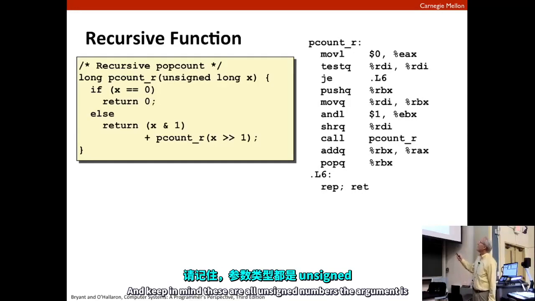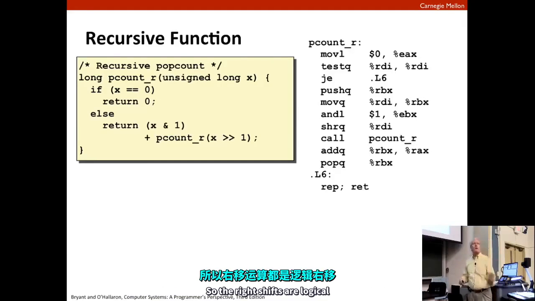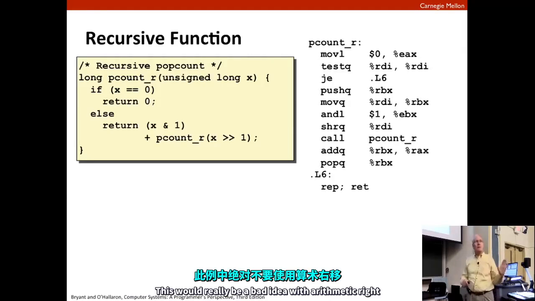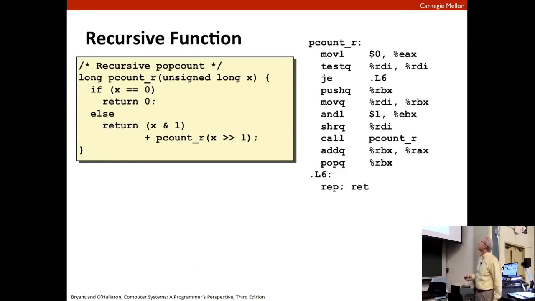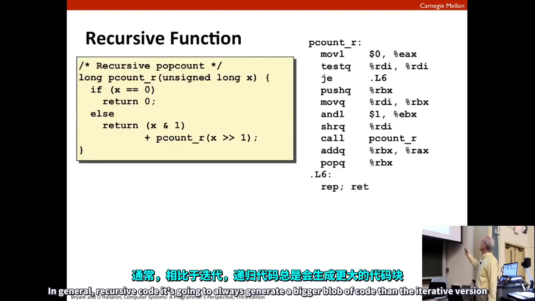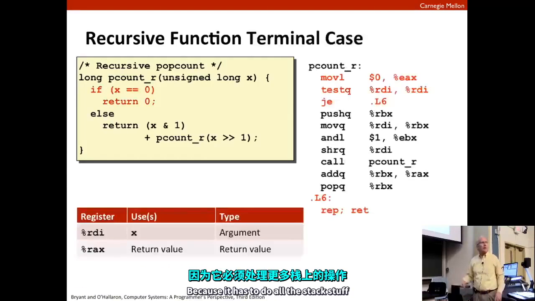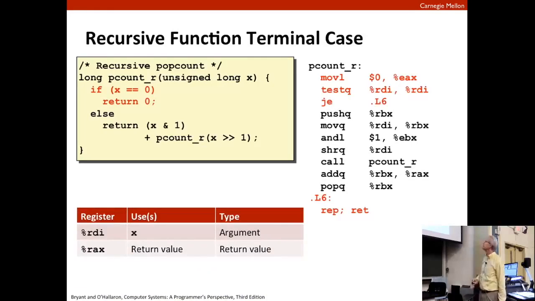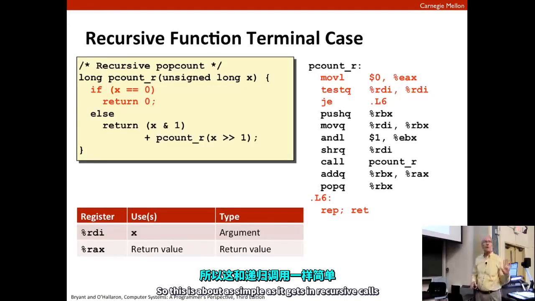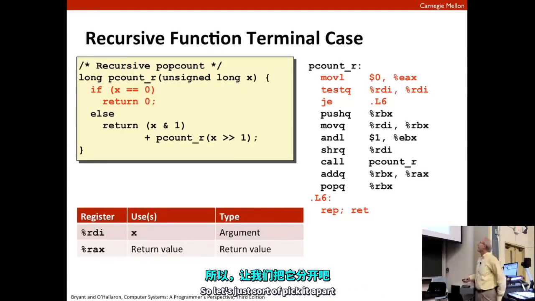And keep in mind, these are all unsigned numbers, the argument is, so the right shifts are logical. This would really be a bad idea with arithmetic right shifts. And this is the code generated. In general, recursive code is going to always generate a bigger blob of code than the iterative version because it has to do all this stack stuff. So this is about as simple as it gets in recursive calls. So let's just sort of pick it apart.